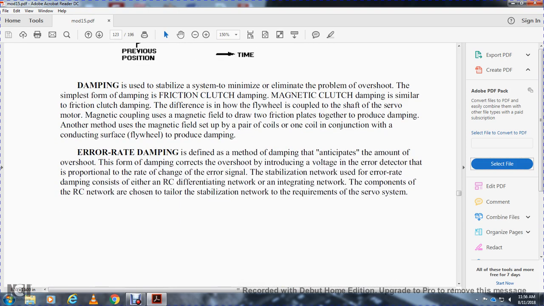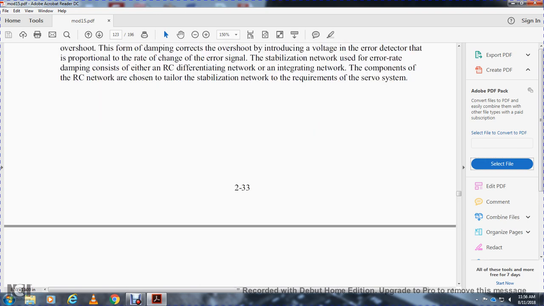Error rate damping is a method of damping the anticipated amount of overshoot, correcting the overshoot by introducing a voltage into the error detector proportional to the rate of change of the error signal, with a stabilization network. The error rate damping consists of either a resistor capacitor differentiating network or an RC integrating network, with resistor and capacitor components chosen to tailor the stabilization network to the requirements of the servo system.